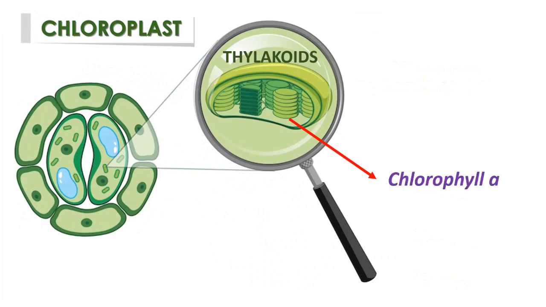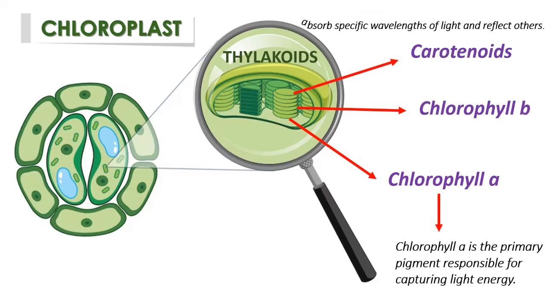Photosynthetic pigments, including chlorophyll A, chlorophyll B, and carotenoids, are essential components of photosynthesis. These pigments, located in the thylakoids of the chloroplast, absorb specific wavelengths of light and reflect others. Underline: chlorophyll A is the primary pigment responsible for capturing light energy.